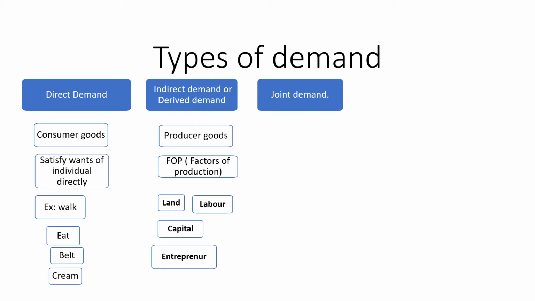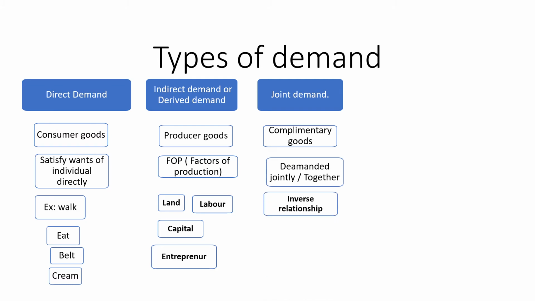Now, the third one is joint demand. If you demand any products jointly or together, that is known as joint demand. So we can call joint demand complementary goods. See guys, it will have an inverse relationship. An example for this is when you buy a shirt, you will also be purchasing a pant for that. If you buy a phone, you will be buying a phone guard, that is Gorilla Glass, for that phone.